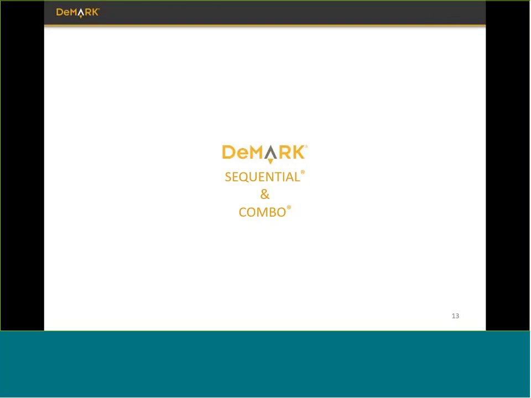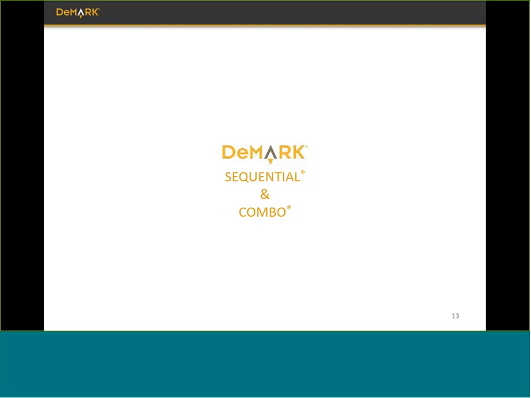So at the top level, let's talk about Sequential and Combo. There are a lot of moving parts here, and this is a little bit technical, so bear with me, but we'll try to move through it pretty quickly. If you have more detailed questions about Sequential and Combo, by all means, I would suggest reaching out to me after the call, and I'd be happy to talk through more of the really nitty-gritty of the mechanics.